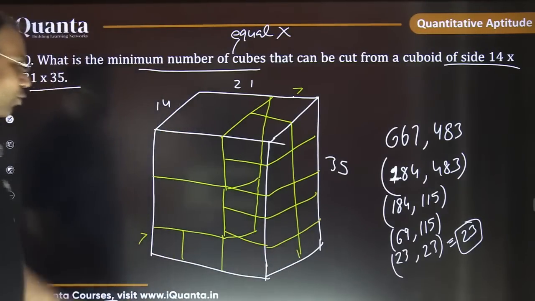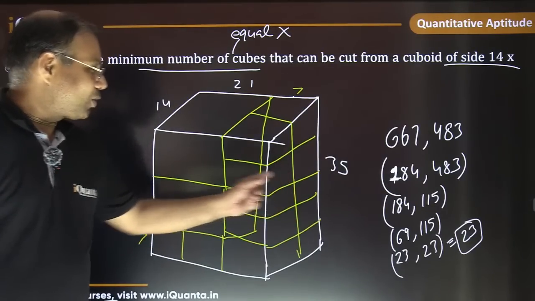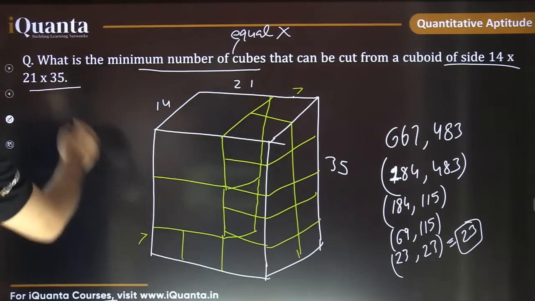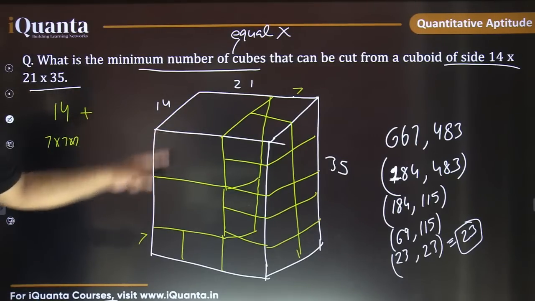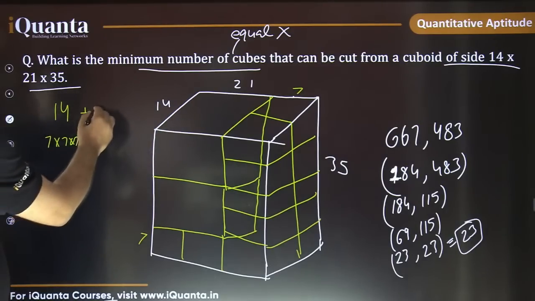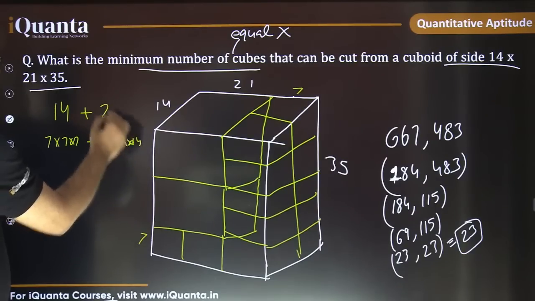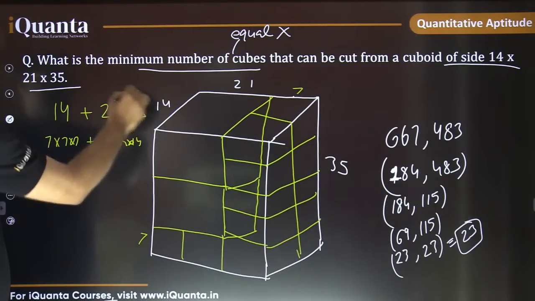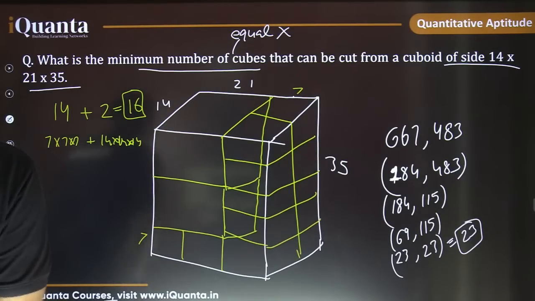That's it. So below we get 6, 8, 10, 12 and 14. There are 14 cubes of dimension 7 by 7 by 7, plus 1 and 1, 2 cubes of dimension 14 by 14 by 14. So the answer is 16. Minimum 16 cubes can be cut. That is the answer here. Is it okay?